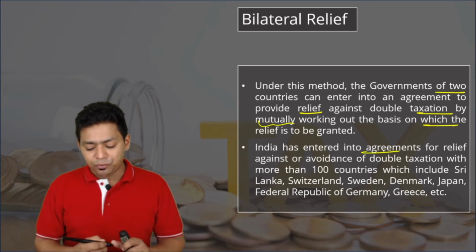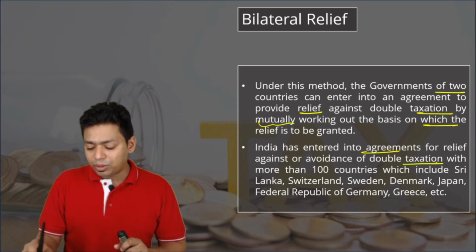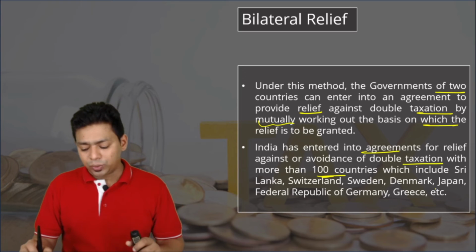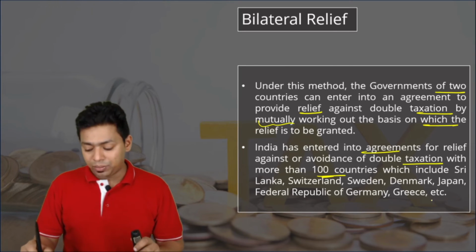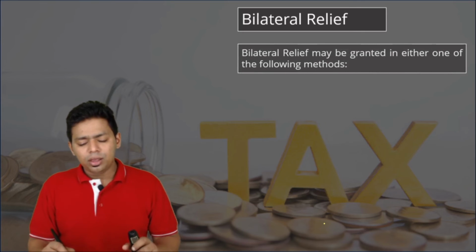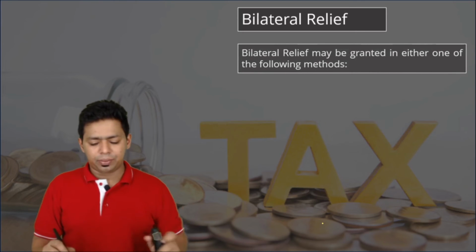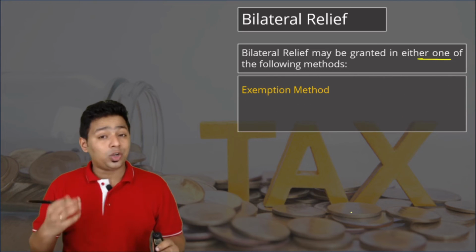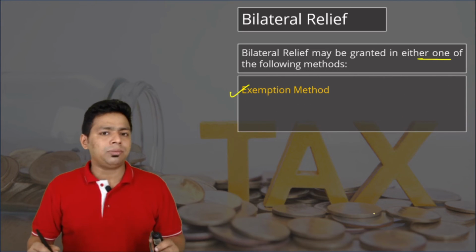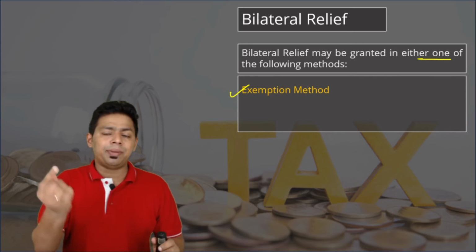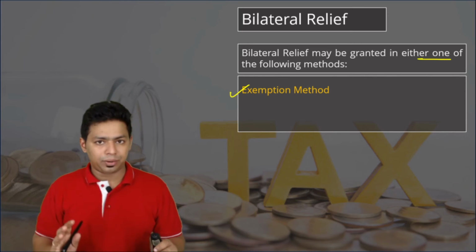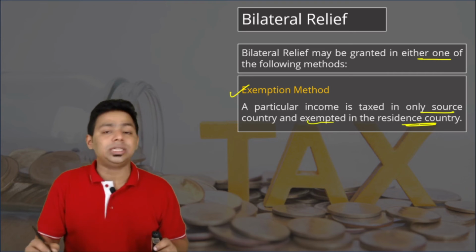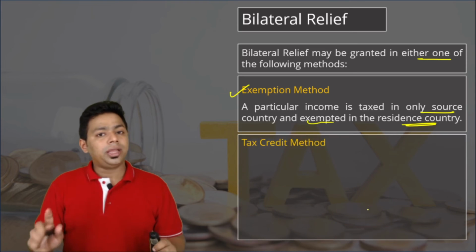India has entered into agreements for relief against and avoidance of double taxation with more than 100 countries, which include Sri Lanka, Switzerland, Sweden, Denmark, Japan, the Federal Republic of Germany, Greece, etc. With almost all major countries, we are having DTAA. Bilateral relief may be granted by either one of the following methods. So there are two methods: the exemption method. So what do you mean by exemption method? If tax is levied by the source country, the residence country will exempt it. So if a particular income is taxed only in the source country and exempted in the residence country, this is the exemption rule. And then the tax credit rule.